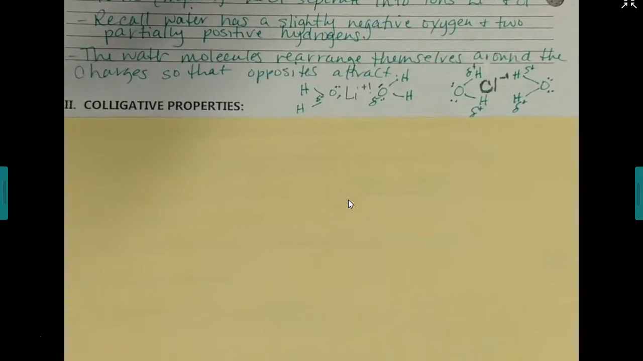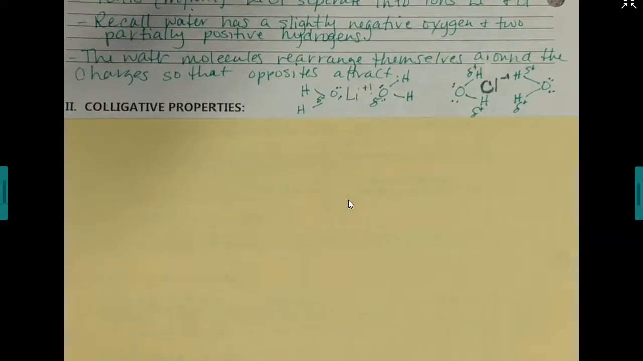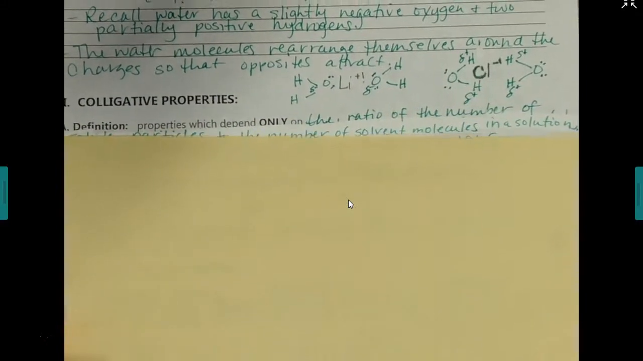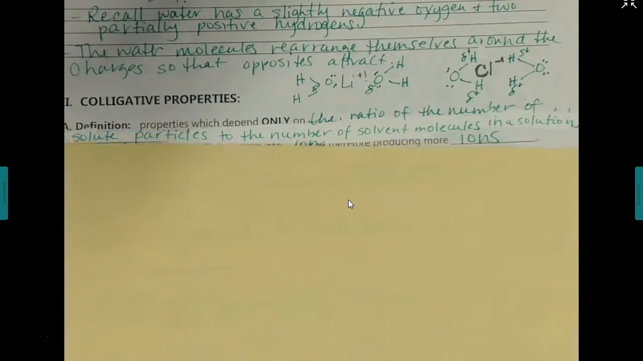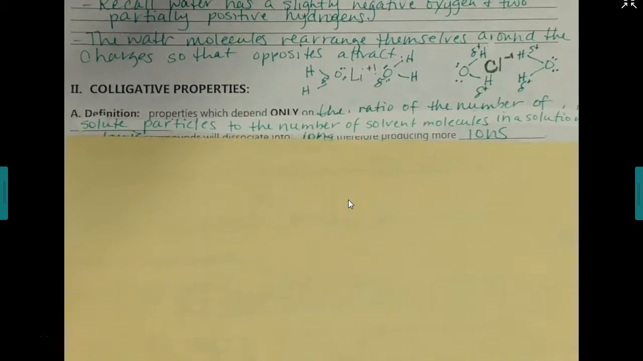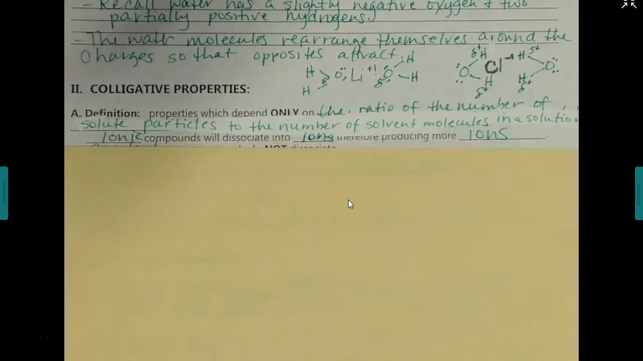So let's talk about colligative properties in this video as well, so that way we'll be done. A colligative property is a property which depends only on the ratio of the number of solute particles to the number of solvent molecules in a solution. Think molality, molarity, etc. We'll talk about those at the very end of this lecture.